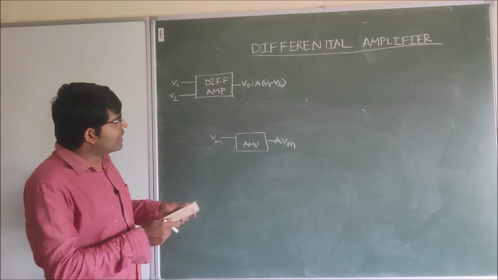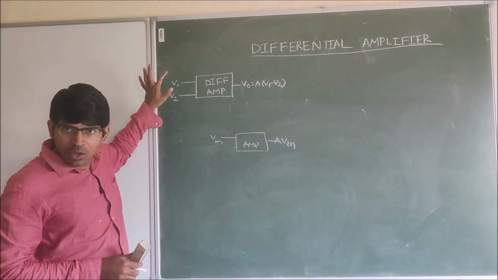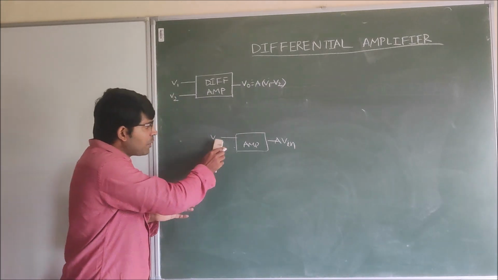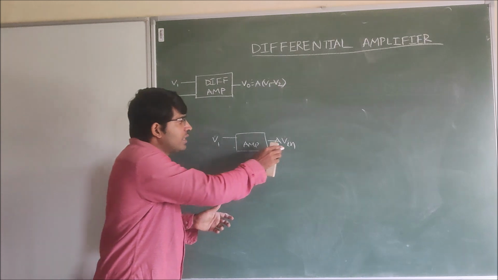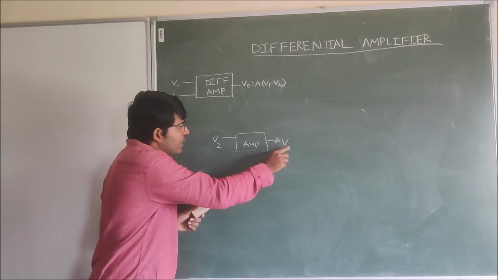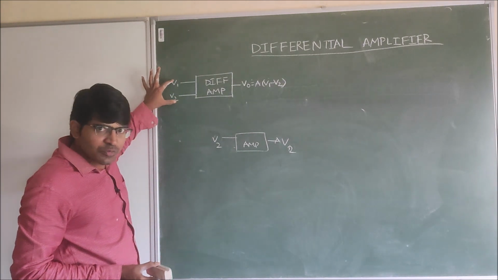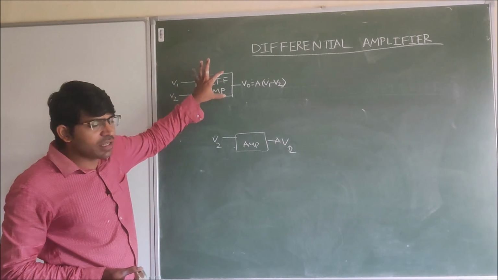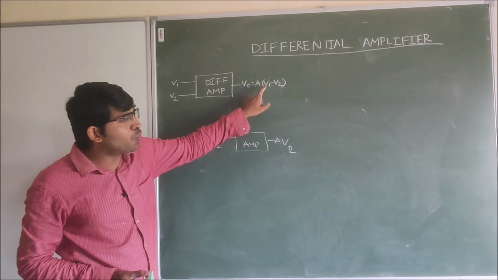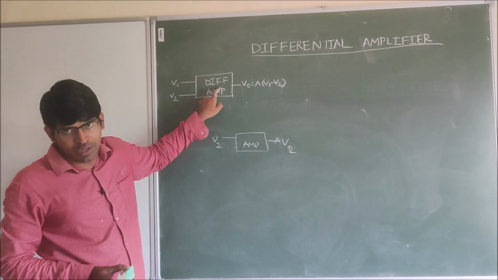Now we take the differential amplifier. Here we are giving two signals. One signal is V1, another signal is V2. For a normal amplifier, if we give V1, then the output is A V1. If we give V2, then the output is A V2. But we are giving two signals V1 and V2. This differential amplifier gives the output V0 equal to A into (V1 minus V2). This A is the gain of this differential amplifier.